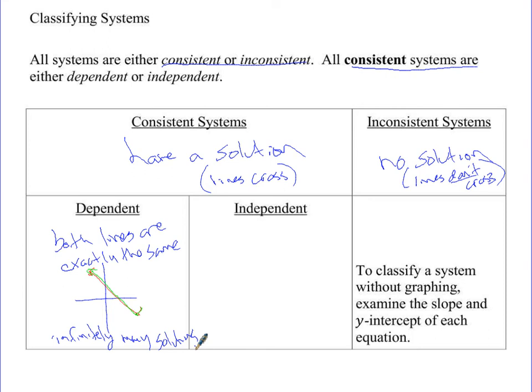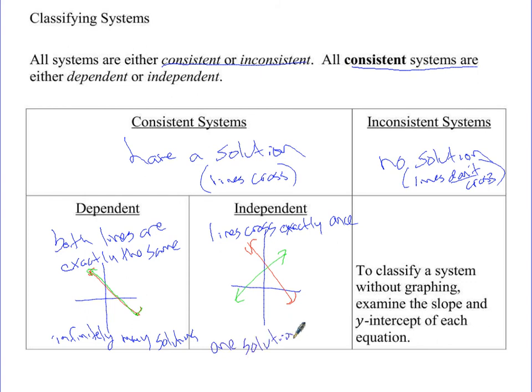For independent, if I were to draw a graph here, and I had my red line and my green line, so here's my red line this time, and this time my green line looks like this. What happens for an independent situation is lines cross exactly once. There's one ordered pair that works. So therefore you have exactly one solution.